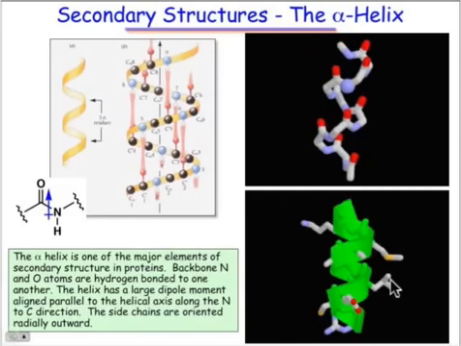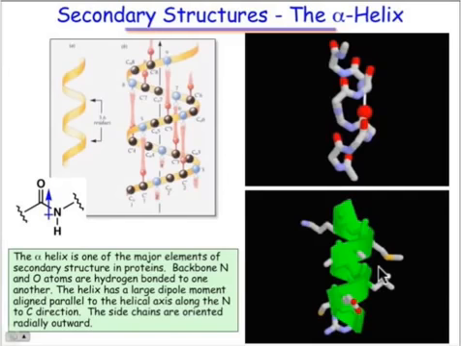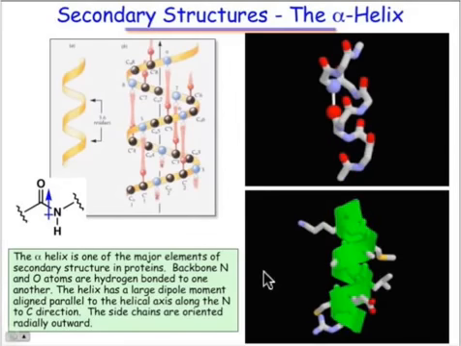In other words, the alpha helix provides this rigid scaffold which projects the side chains, orienting outward radially from that structure.